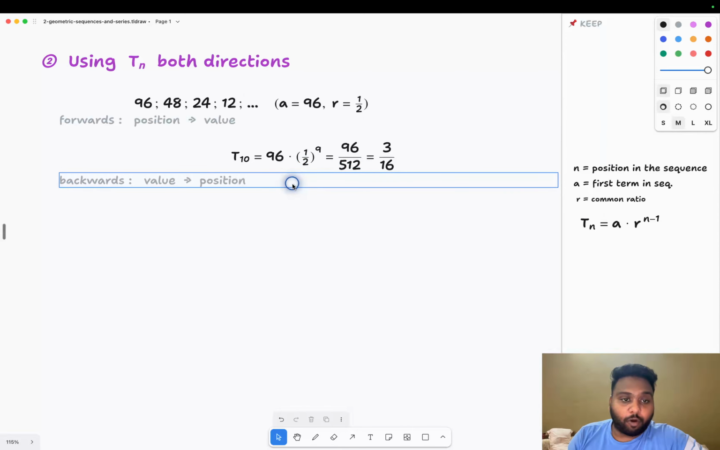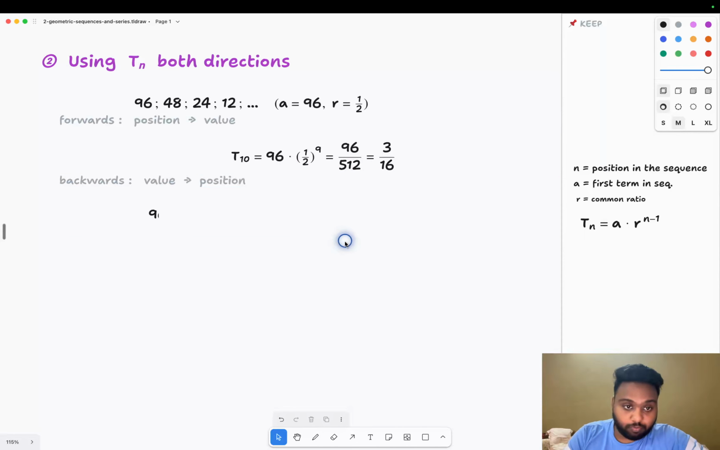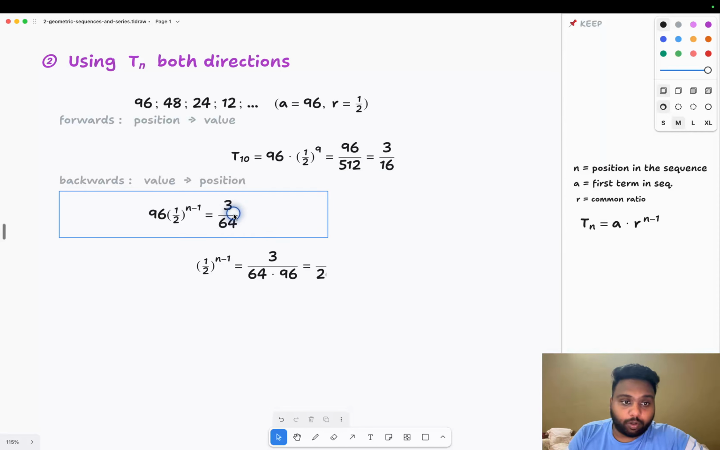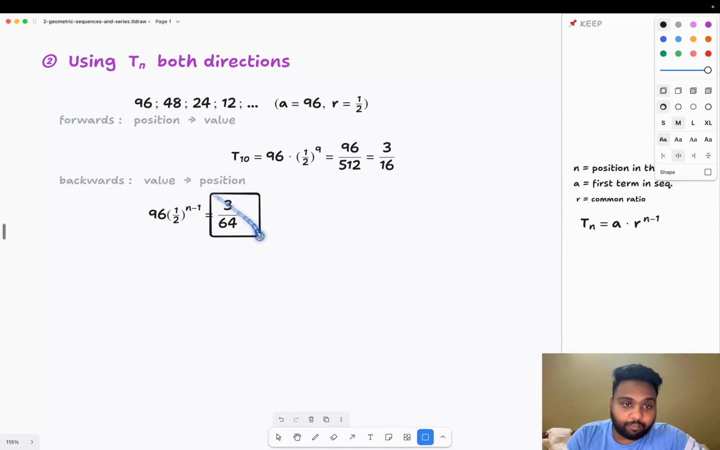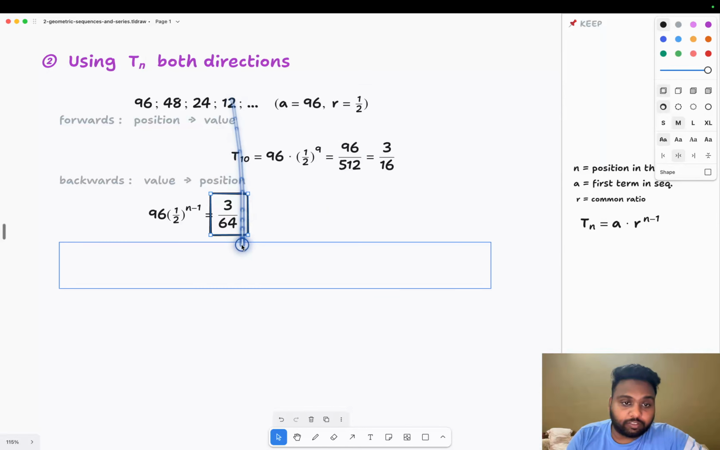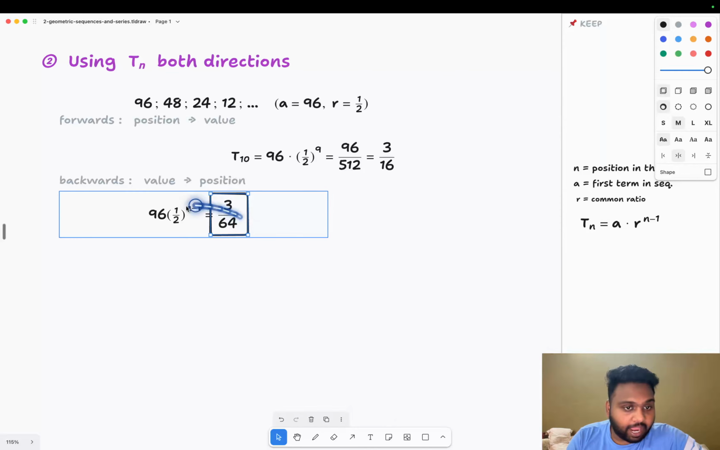We can use this type of formula to find the position also. Let's say it has been given to us that a term is 3 by 64. What position is 3 by 64 in? So the question will tell us that we have a term in this sequence which is 3 by 64, and ask at what position it occurs.